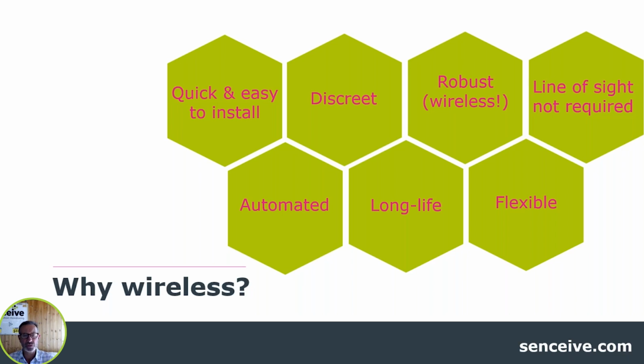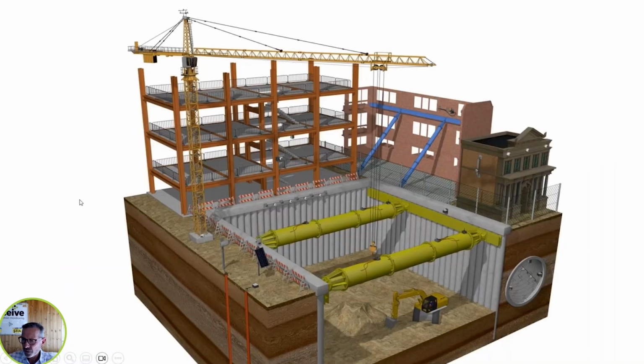It's strong and robust. It doesn't have a lot of wires that get damaged in a busy construction environment. It generally doesn't require line of sight. It is automated in most situations, therefore the number of site visits, the man hours that are required on site are much less than a conventional survey approach. It can provide a long life, and it can be moved around the site as your construction develops, so it can deliver a level of flexibility, I think, that stacks up well. So let's have a look at a construction environment.